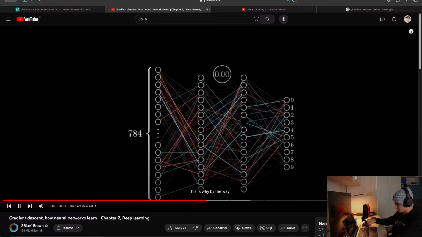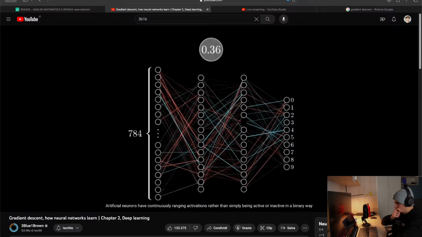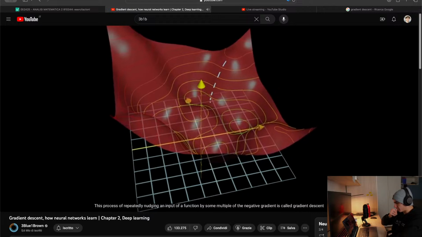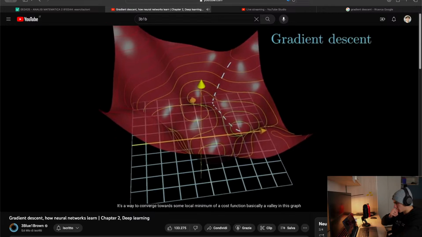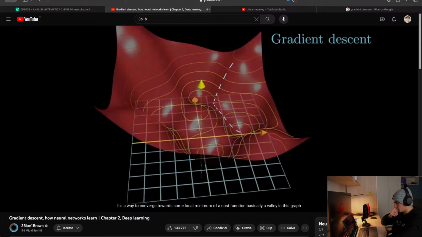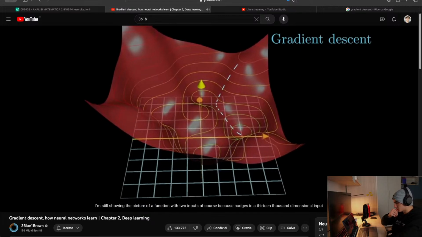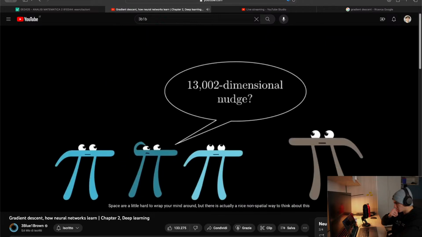Perché se fosse 0-1 sarebbe una funzione discontinua e quindi sarebbe molto più difficile andare a trovare il minimo con questo metodo. This process of repeatedly nudging an input of a function by some multiple of the negative gradient is called gradient descent. It's a way to converge towards some local minimum of a cost function, basically a valley in this graph. I'm still showing the picture of a function with two inputs, of course, because nudges in a 13,000 dimensional input space are a little hard to wrap your mind around, but there is.